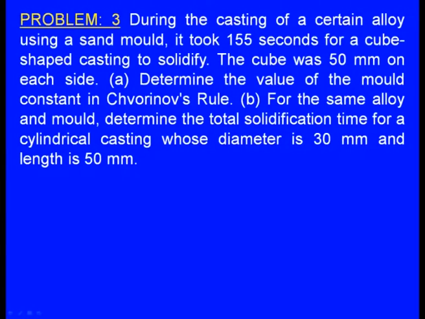Now let us see one more problem. During the casting of a certain alloy using a sand mold, it took 155 seconds for a cube shaped casting to solidify. The cube was 50 millimeters on each side. Now there are two questions. The first question is, determine the value of the mold constant in Chvorinov's rule. And the second question is, for the same alloy and mold, determine the total solidification time for a cylindrical casting whose diameter is 30 millimeters and the length is 50 millimeters.